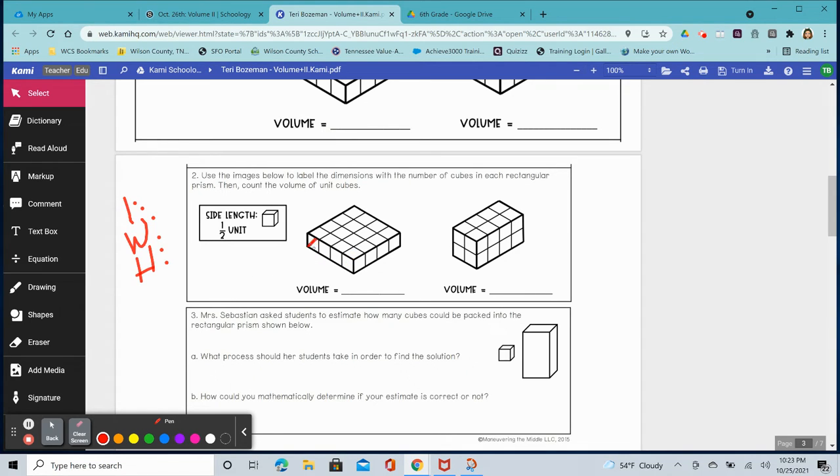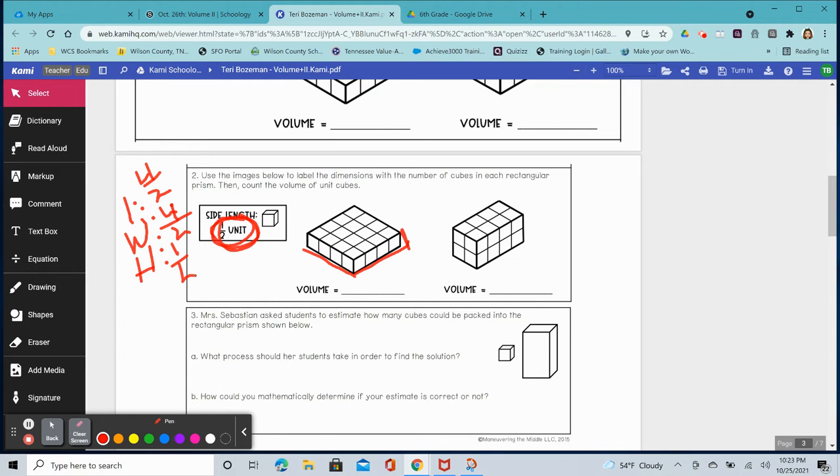So if we're looking at this, our length, we have 4 cubes, but they're each a half. So that would be 4 halves for our length. Then we have our width, same, there's 4 again, but these are half units. So we have 4 halves. And then our height, we have 1. Again, remember we're dealing with half. So we have 1/2.